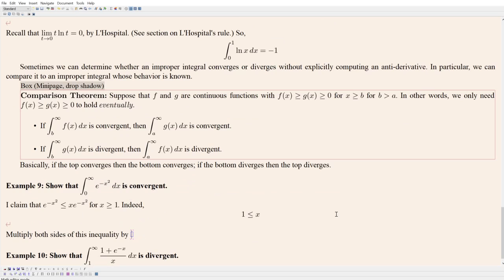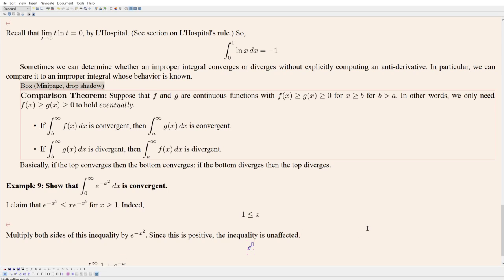And furthermore, this guy is always going to be positive, right? Because the output of an exponential function is always positive. And if you multiply an inequality by a positive number, the inequality stays the same. Contrast, if you multiply an inequality by a negative number, then the inequality has to flip. So on the left, we get e to the negative x squared. On the right, we get x e to the negative x squared. And well, there you go. That's exactly what I wanted to prove.